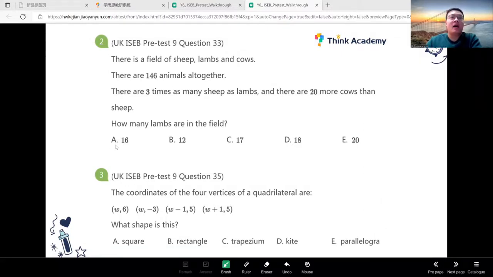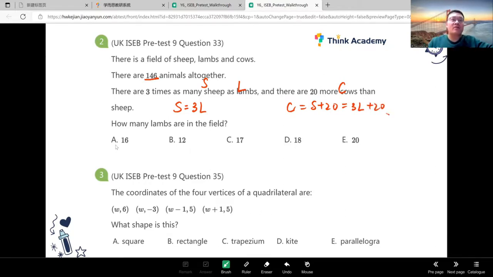Okay, let's see. We know that altogether we got 146 animals. There are 3 times as many sheep as lambs. So we're going to set the number of lambs as L, and the number of sheep as S. From this information, you know that the number of sheep, S, equals 3 times L. And also there are 20 more cows than sheep. So that means the number of cows equals the number of sheep, which is S plus 20. And you know that S equals 3L, so the cows equal 3 times L plus 20.